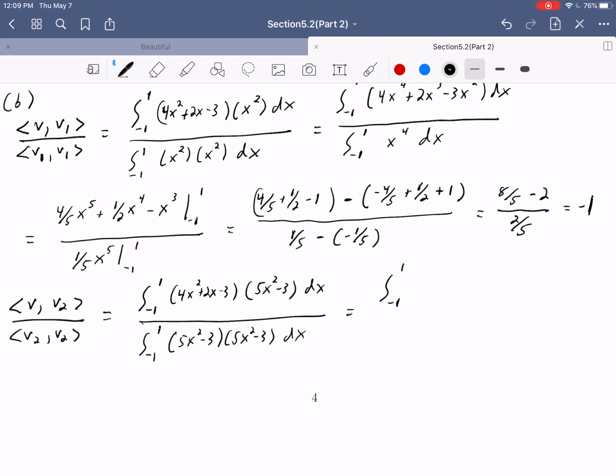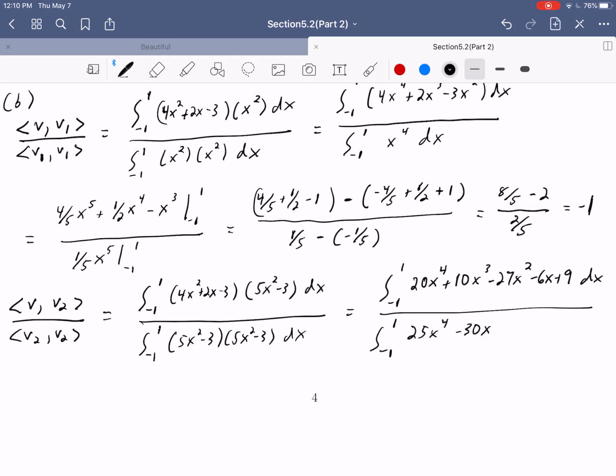So a little bit messy, but we should be able to do that. We can FOIL that out. Looks like we should get like a 20x to the 4th. Then looks like we should get a 10x cubed. Then it looks like we should get a negative 15x squared along with a negative 12x squared, so a negative 27x squared. Then a minus 6x and a plus 9 dx. And then down here we have the integral from negative 1 to 1. Looks like we should get a 25x to the 4th minus 30x squared plus 9 dx.